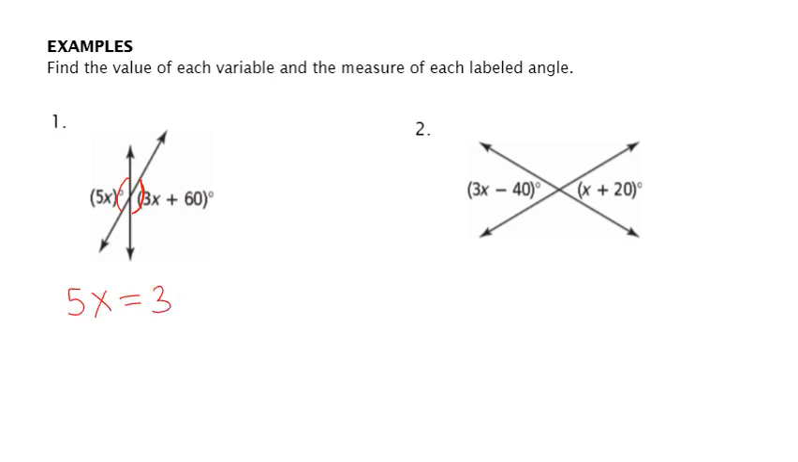So if I have vertical angles and I know they're congruent or equal, when you have that they're vertical, we can just set the expressions equal to each other. So we end up with 5x equals 3x plus 60. And then if we go ahead and solve, we would get our answer for x equals 30.